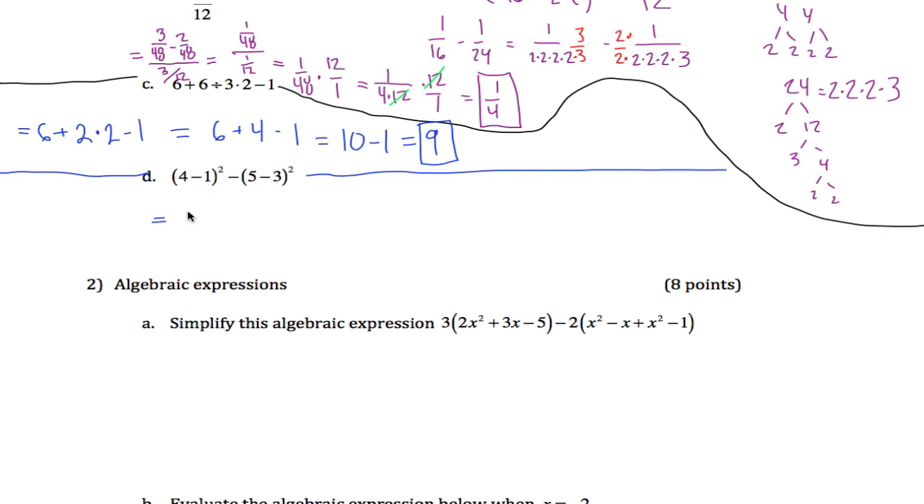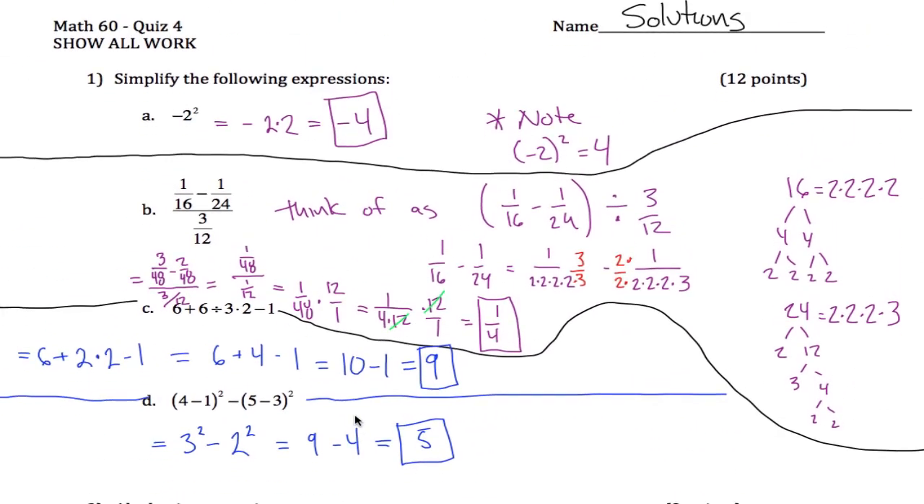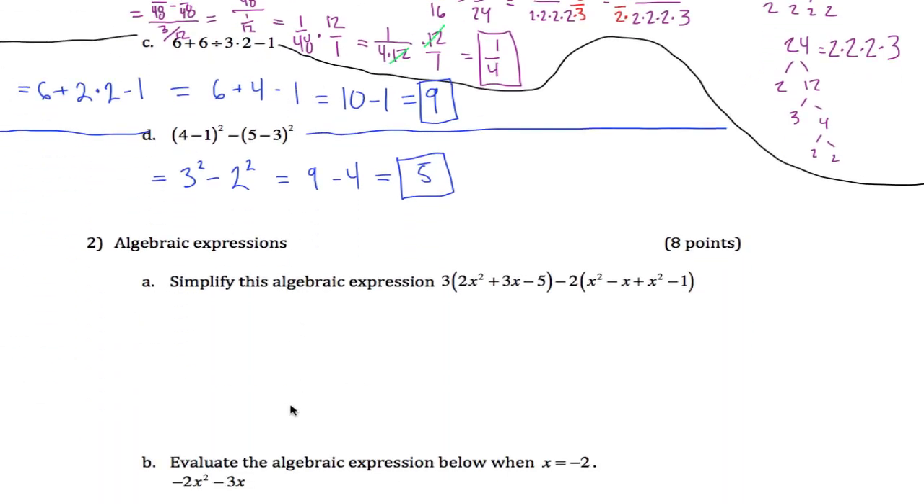4 minus 1 is 3, so we have 3 squared. 5 minus 3 is 2, so we got 2 squared. So now we take care of exponents before we subtract. 3 squared is 9, 2 squared is 4, and 9 minus 4 gives us 5. So that's the end of the problems on part 1.